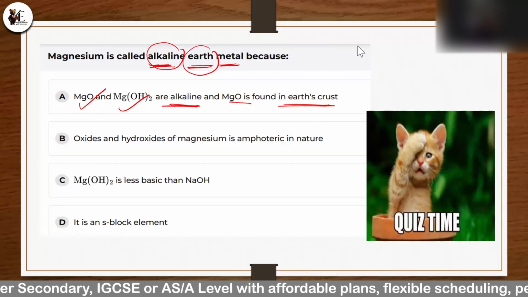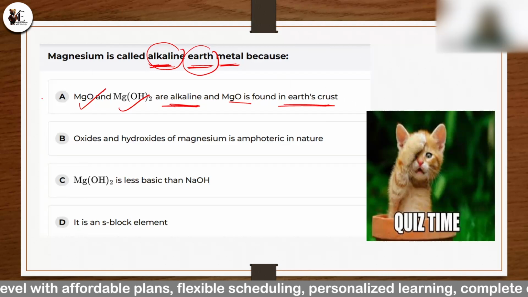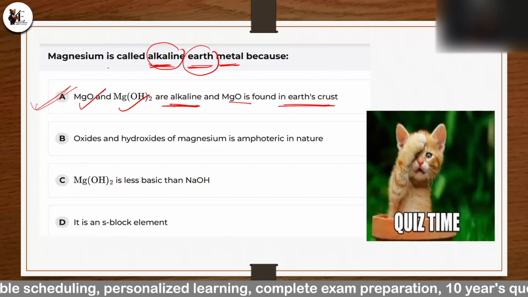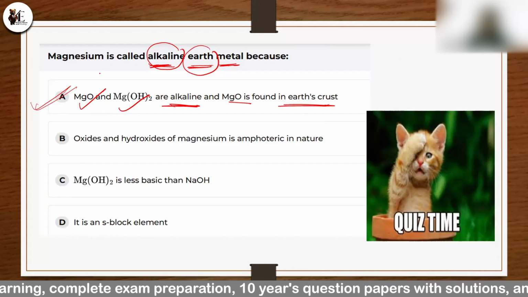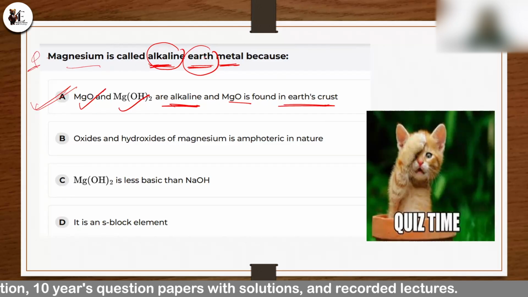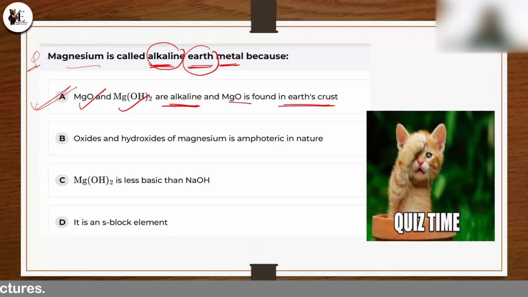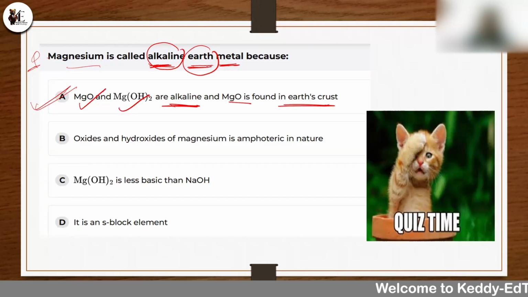Okay, so for this one the answer becomes A, right? Yes. So what makes D wrong? Because D is also correct in a way. Alkaline earth metals are in the S block elements. Yes, they are in the S block, but read the question. Why is magnesium called an alkaline earth metal? Because it is an S block element. No, the S block also includes alkali metals, so this is not the correct answer. Why is it called alkaline earth metal? This is the question. Okay, now I see.